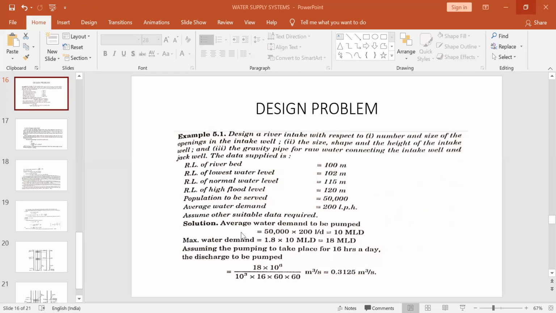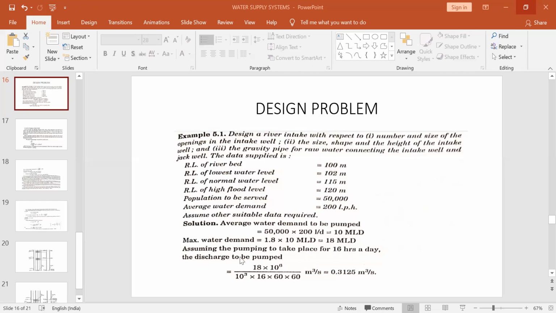Now, in the previous topics about water demand, I explained to you that while designing, we always take the maximum value, the peak value. This peak value is always multiplied by 1.8. So 1.8 into 10 is 18 million liters per day. So this is the discharge from the well.